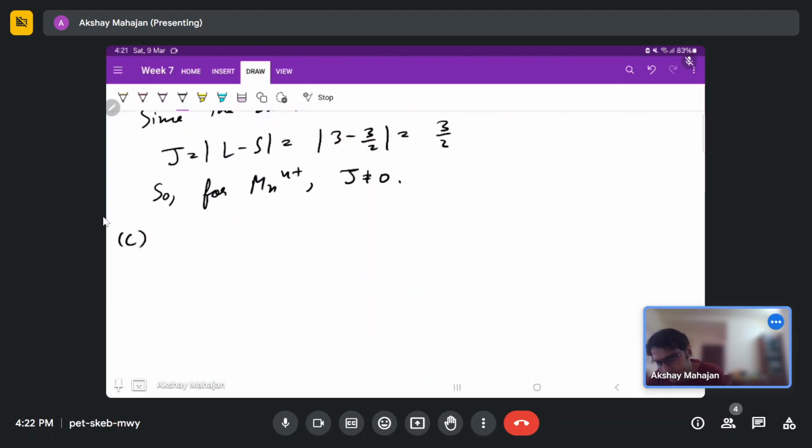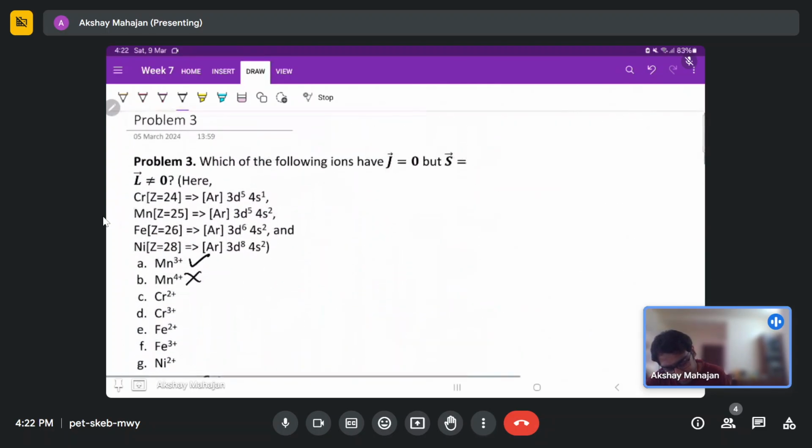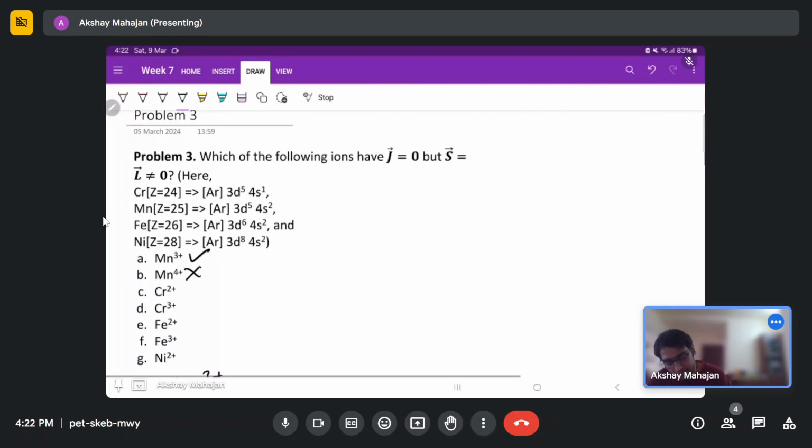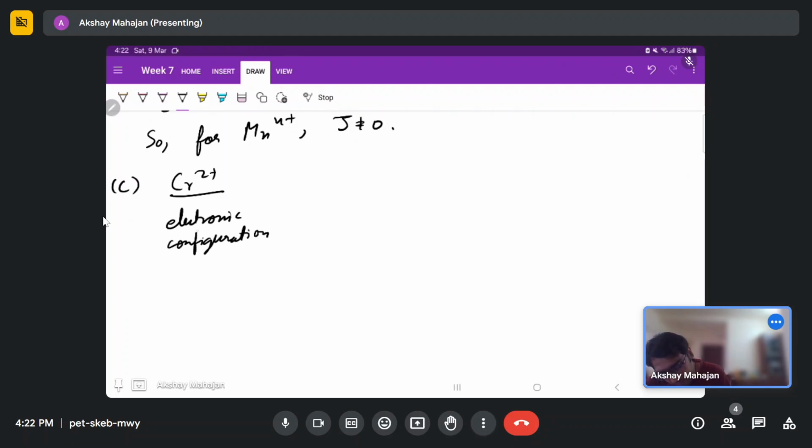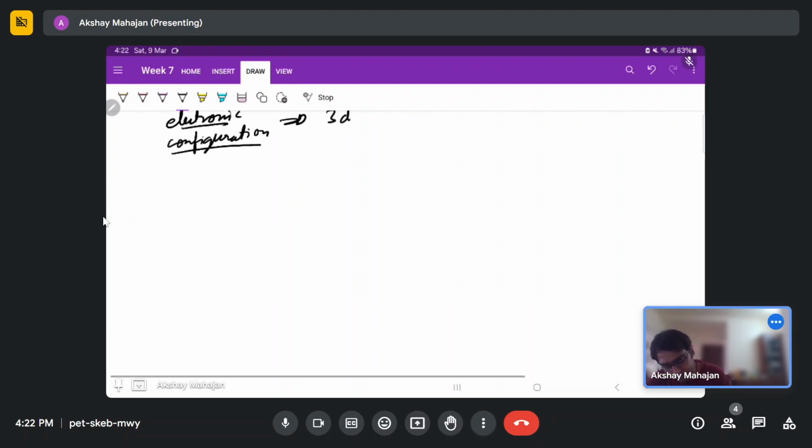Then C part. C is chromium 2 plus. So chromium, again we can see the electronic configuration is 3d5 4s1. If you have to make 2 plus, first go from 4s, one electron will go, and then from the 3d, so we will have electronic configuration 3d4.